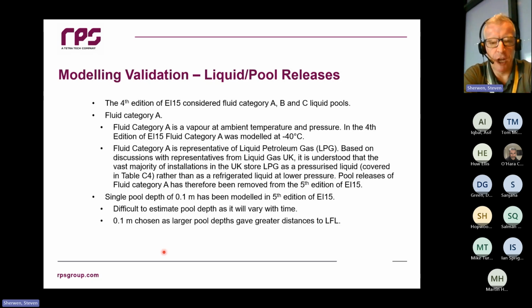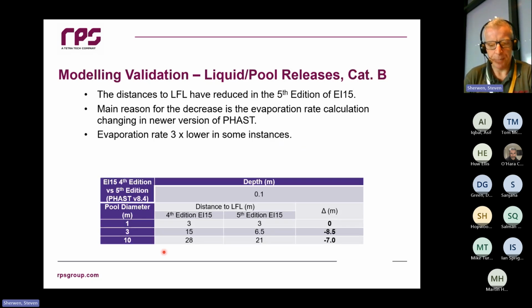The other big change was that because of the way that FAST models pool releases, the Energy Institute said, let's choose one pool depth. So rather than having 2 or 3 different depths of pool, a representative 0.1 meter was chosen. So we still have the different radii or diameters of pools, but only one depth now.